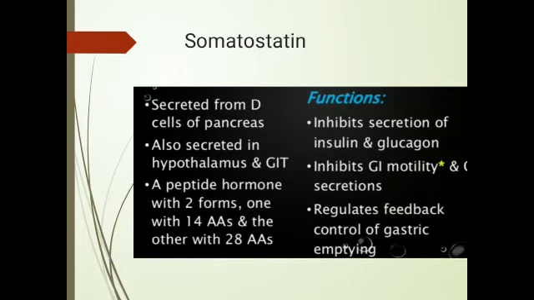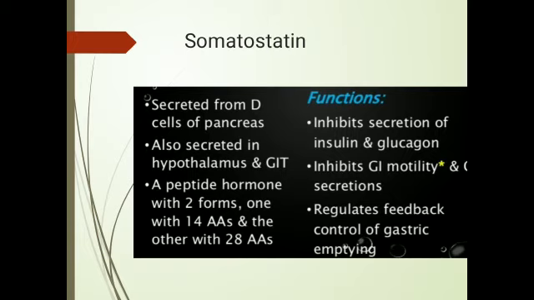Next we move on to the third hormone secreted by the endocrine pancreas, that is somatostatin. It is secreted from the D cells of the pancreas. It is also secreted in the hypothalamus and GIT. It is a protein hormone with 2 forms, one with 14 amino acids and the other with 28 amino acids.